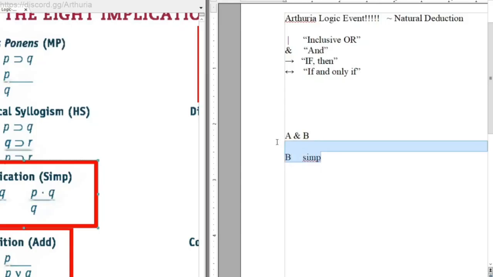Add rule exploits the inclusive or. So add rule says if I know that you have apples, I know that it's true that you either have apples or you have a basket. Because you have the apples, this or statement, apples or basket, is going to be true.